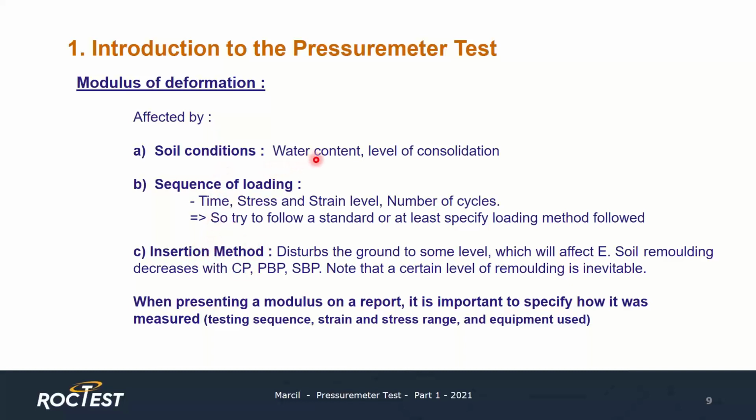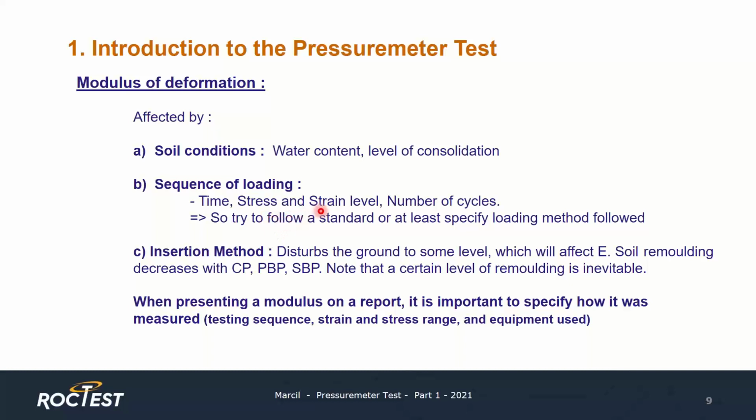So whether the soil is saturated or not, or depending on its level of consolidation, the value of the modulus will be different. The sequence of loading is very important also. So for instance, if you take just a few minutes to run the test and to yield the ground, or if you take 1 hour, you will end up with a modulus that will be different.